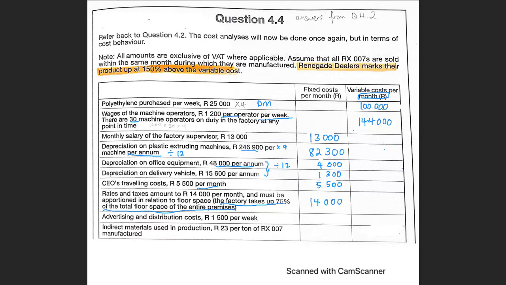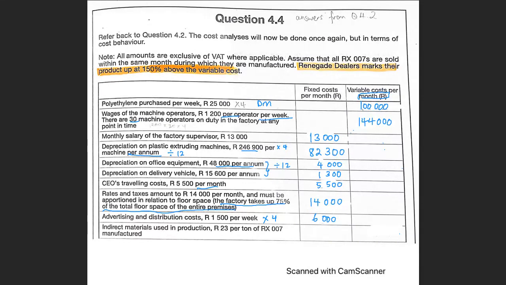Then you have advertising and distribution costs. It's 1,500 Rand per week. So we needed to multiply that by 4 for the month. And advertising and distribution costs do not depend on your level of production. So that would be a fixed cost, and it is 6,000 Rand in total.